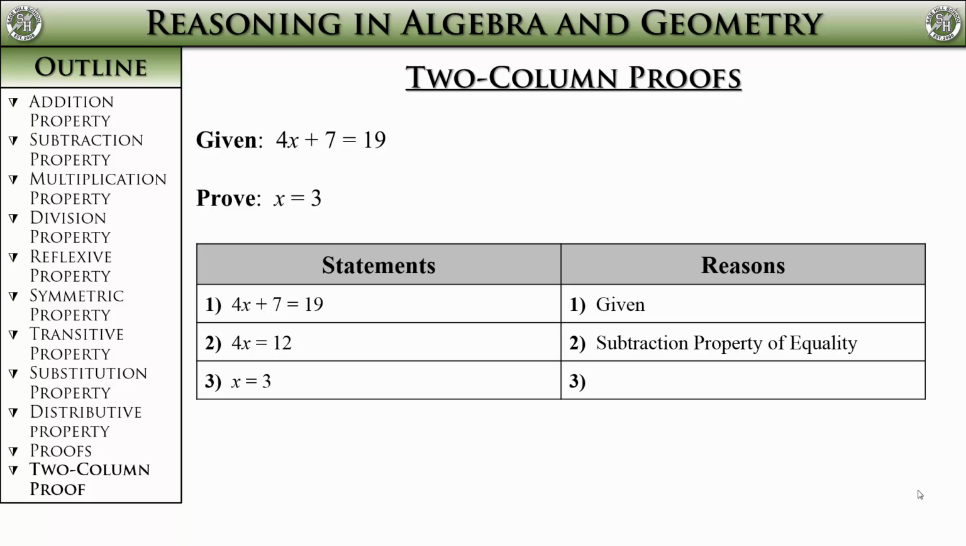Well, here it is happening. Here we subtracted 7 from both sides. So that's when you need to put a name to that occurrence. You need to be able to say that's when the subtraction property of equality was used. Let's look at the next step.